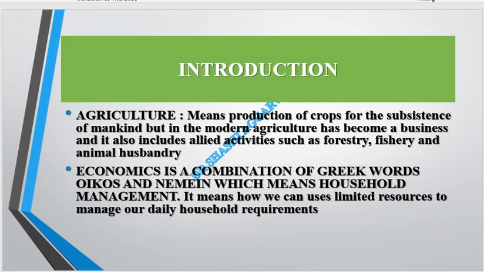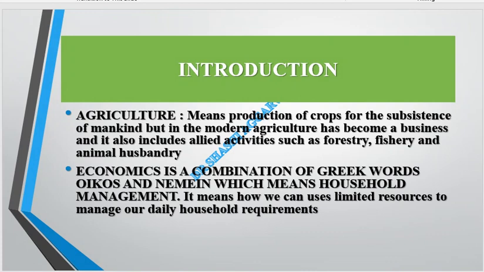So agriculture economics is composed of two words, agriculture and economics. First of all, we will understand the meaning of agriculture. The traditional meaning is producing crops at the subsistence level. But in modern times, agriculture has become a business. It also includes allied activities such as forestry, fishery, and animal husbandry.